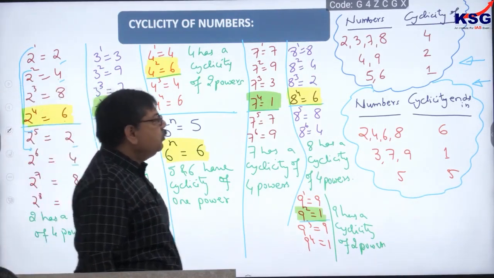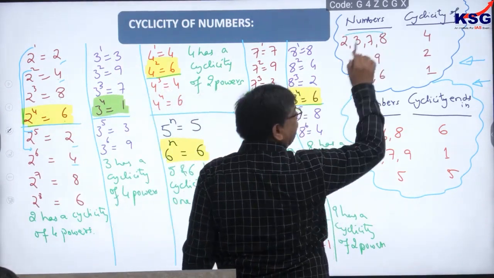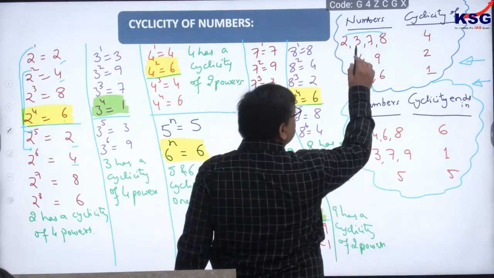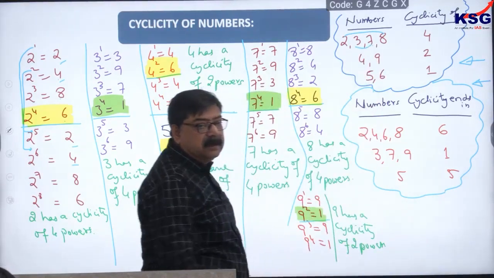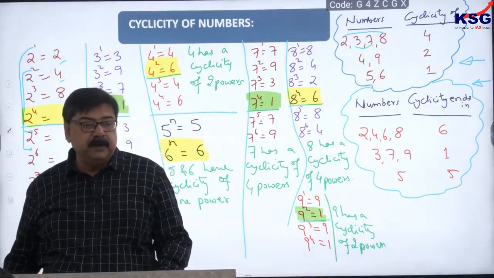Now, once again, let me just point out that these numbers like 2, 3, 7, 8, 2 and 8, these are complements of 10. 2 plus 8 is 10. 3 plus 7 is also 10. Now, 2, 3, 7, 8 are very important digits.